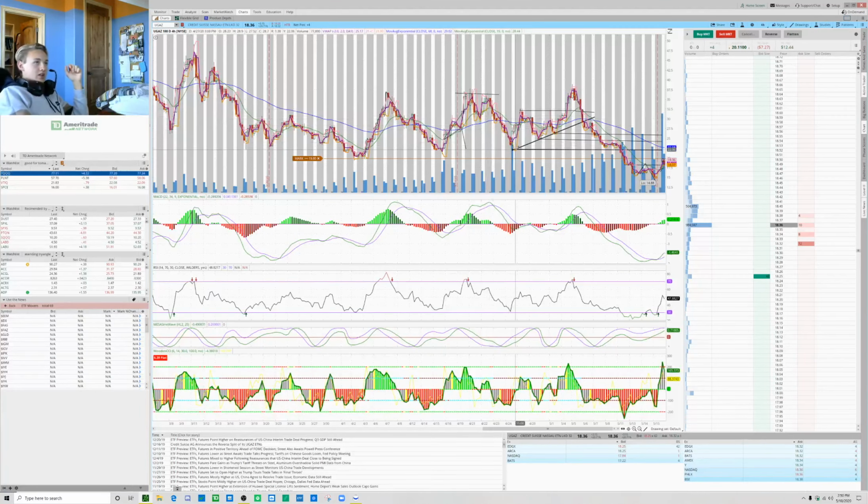Now that it's going down, you can see it makes a new high, goes up, and does basically a double bottom.